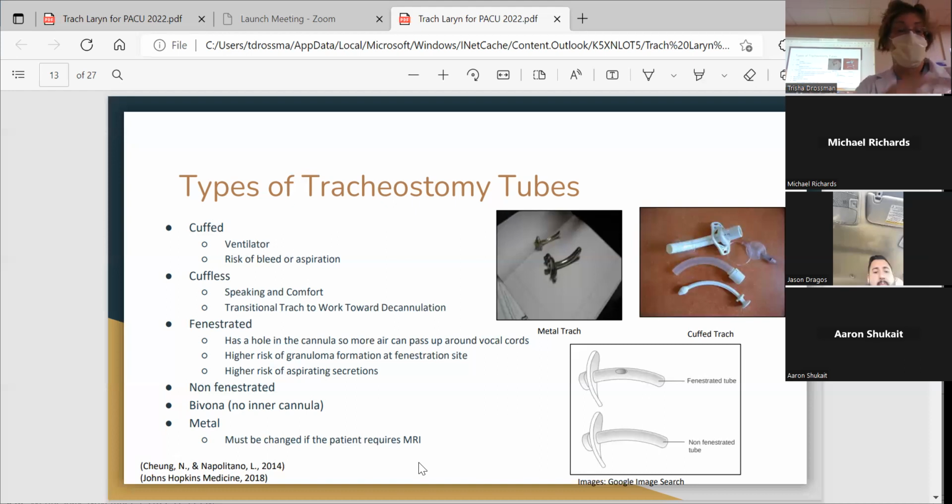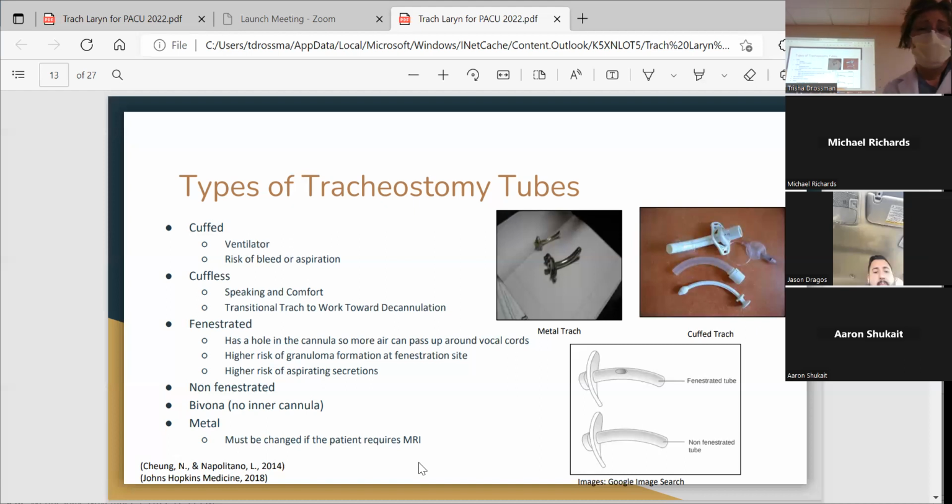Fenestrated trachs are the trachs that have a little hole on the top of the outer cannula. We don't really use those much because there's a higher risk of aspiration, and there's also risk of granuloma forming there, which can contribute to tracheal stenosis. So we usually don't use the fenestrated ones. Non-fenestrated are the majority of the ones that we use, which don't have that opening, and you can see it a little better here in the picture. We don't typically use fenestrated trachs.